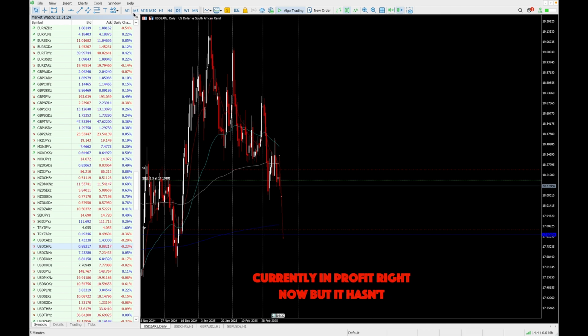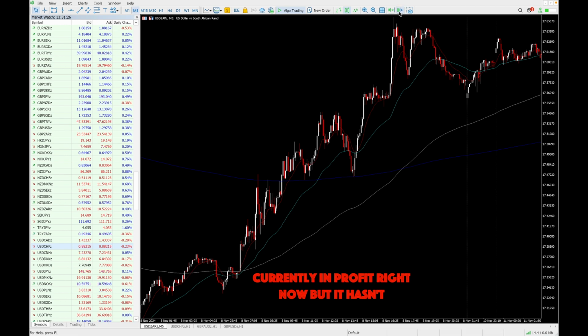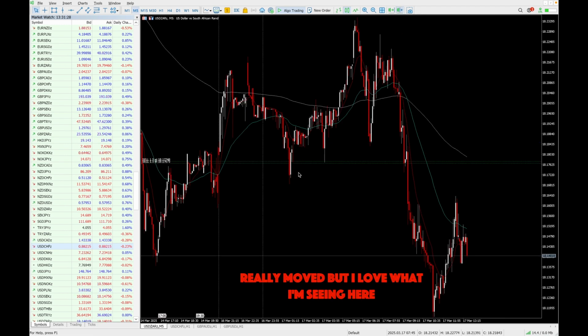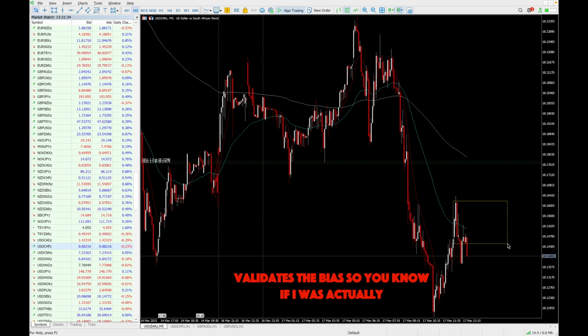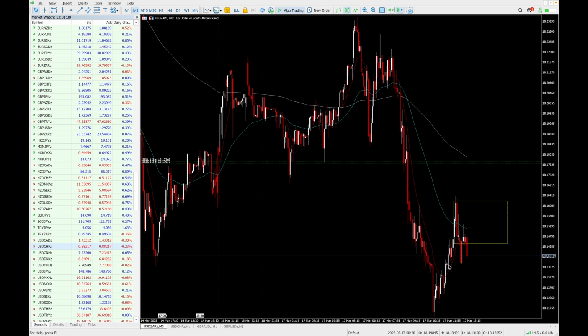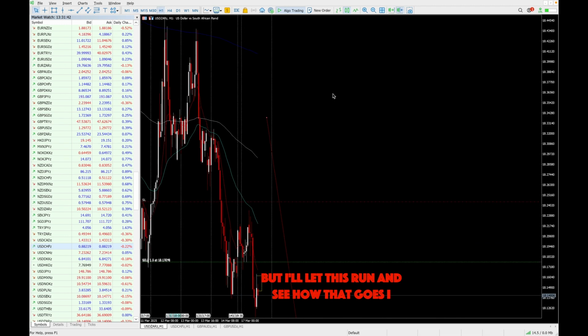So this trade is currently in profit right now, but it hasn't really moved. But I love what I'm seeing here because this validates the bias, right? This validates the bias. So, if I was actually looking to maximize on this, I was going to actually add another trade right at that point, but I'll let this run and see how that goes.